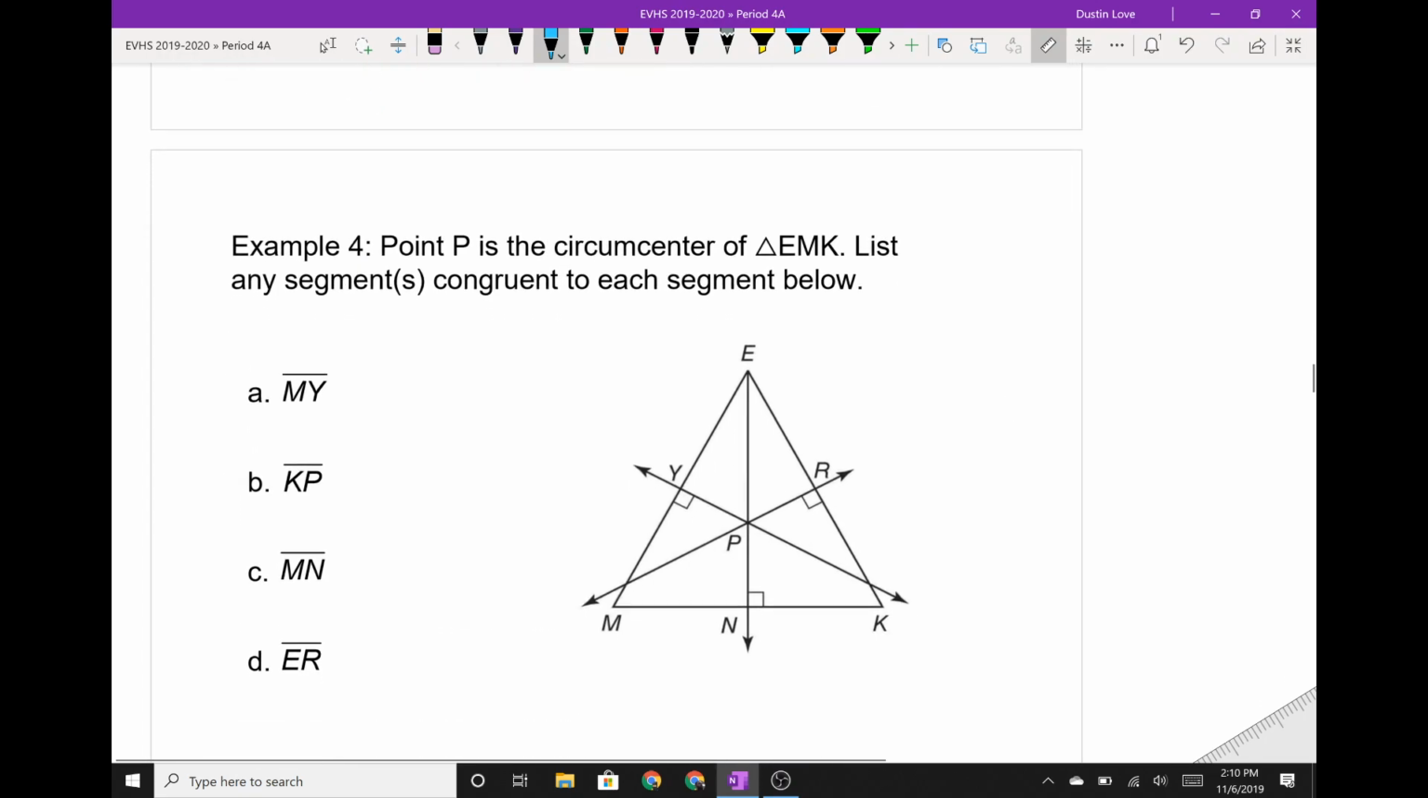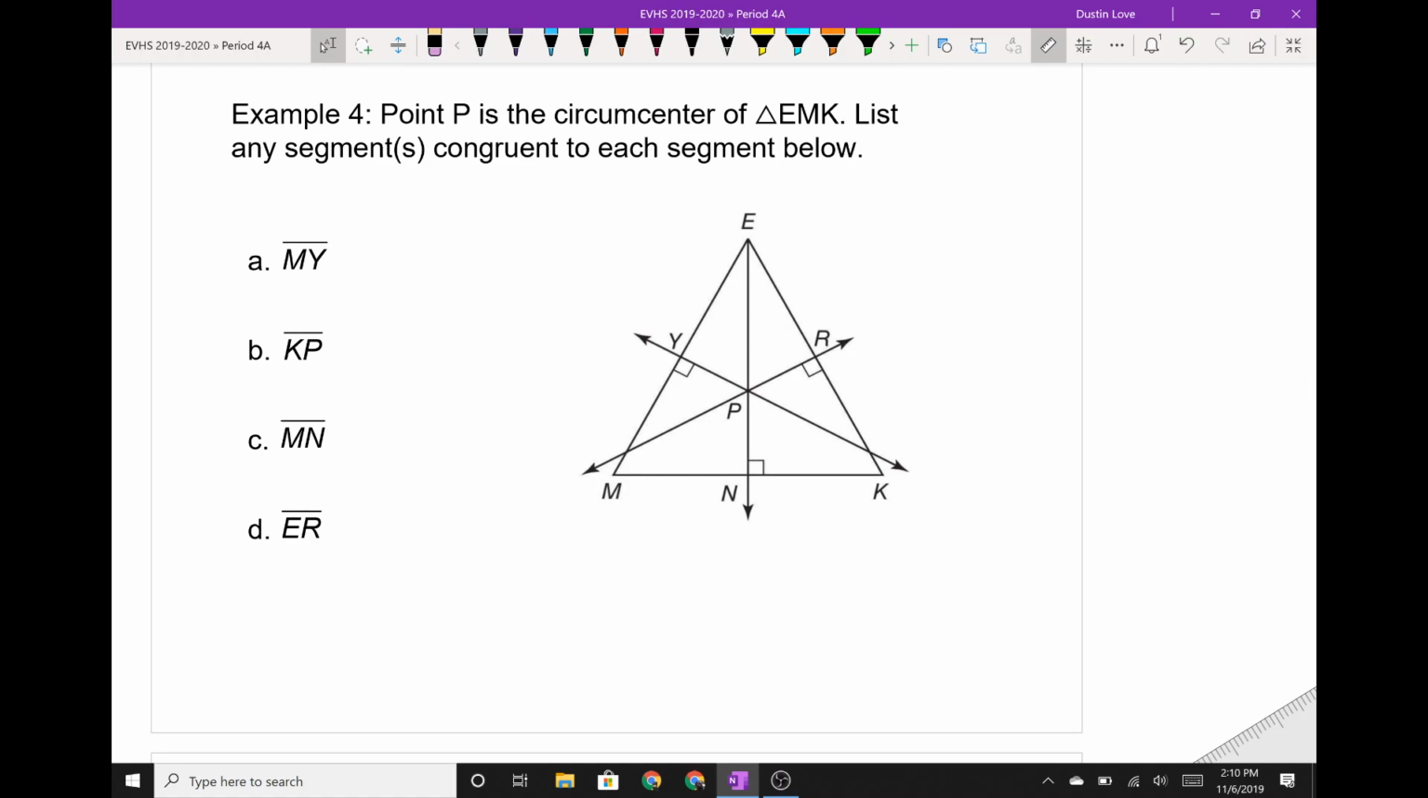So, point P is the circumcenter. List any segments that are congruent to each one below. Be careful, because it's easy for students to assume that this triangle is equilateral or isosceles. Don't take the bait on that. We're going to do it for a generic triangle here. So MY. MY is this line segment. What has got to be congruent to MY? YE. Why YE? Because there's a 90 degree angle right there.